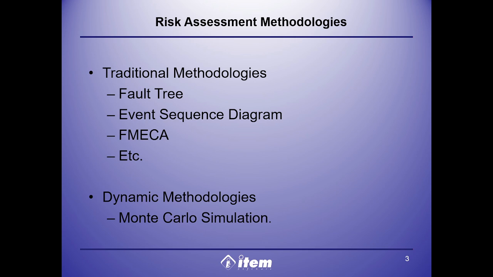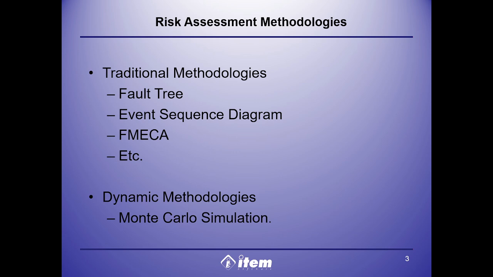In risk assessment, there are several methodologies available to help analysts identify hazards, model failure scenarios, and estimate the likelihood of undesired outcomes. These methodologies can generally be grouped into two broad categories: traditional methodologies and dynamic methodologies. Traditional methodologies include techniques such as fault tree analysis, event sequence diagrams, failure mode, effects, and criticality analysis, and other structured engineering approaches. These methods rely on the analyst to define possible system failures, model how those failures propagate, and evaluate their probability and consequences. They are widely used because they provide a clear, traceable, and logical representation of risk scenarios.